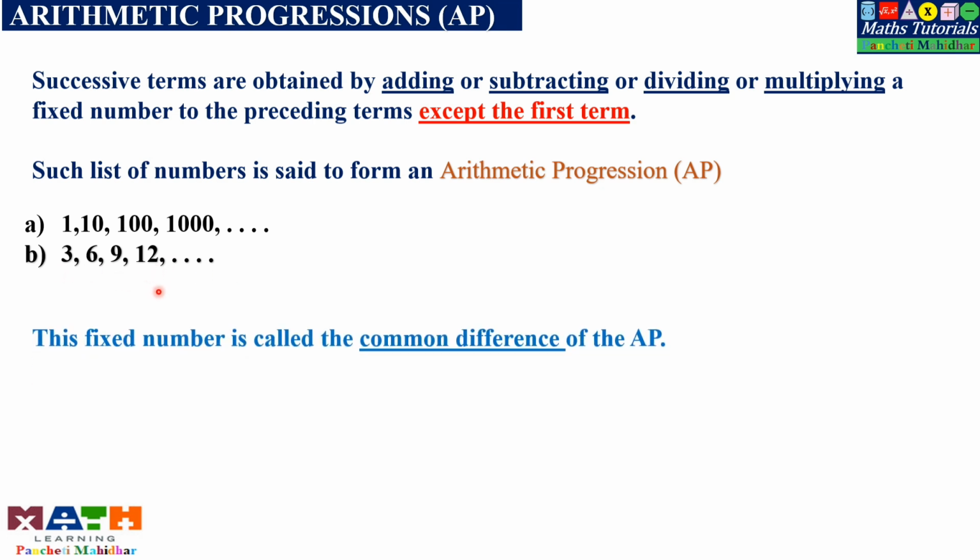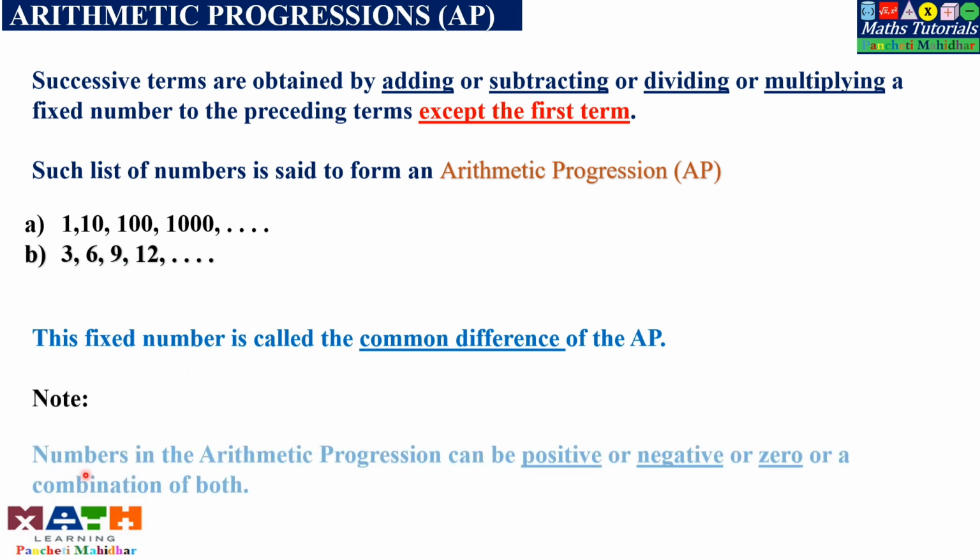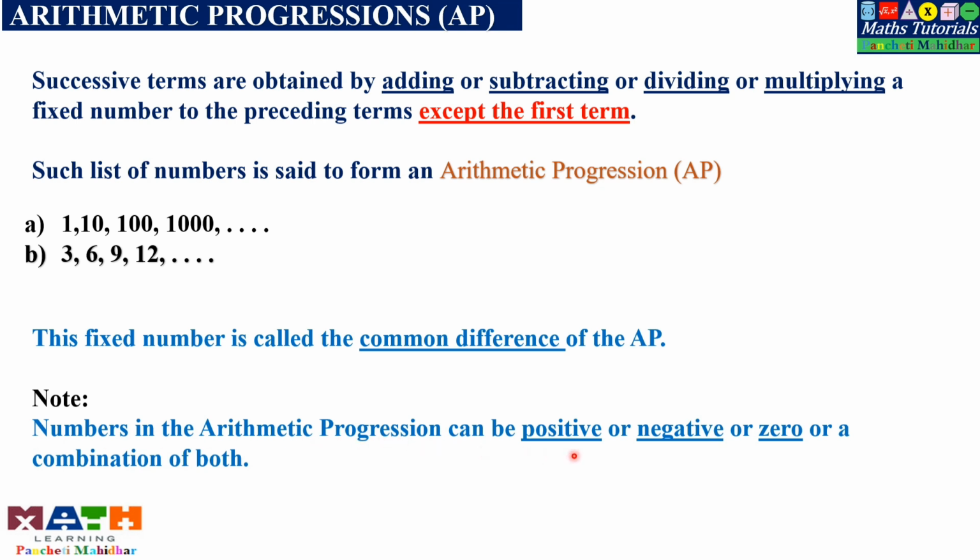This fixed number is called the common difference. So 6 minus 3 is 3, 9 minus 6 is 3, 12 minus 9 is 3. This is called the fixed number, that is called the common difference. Note: numbers in an arithmetic progression can be positive, negative, or 0, or a combination of these.